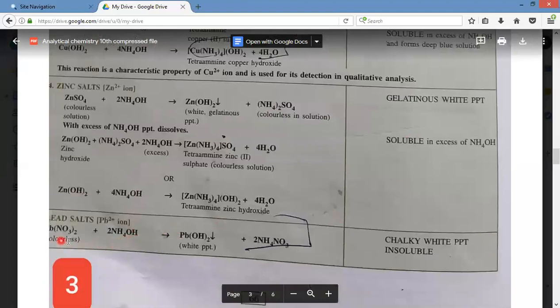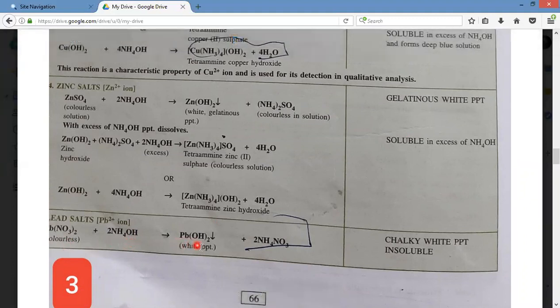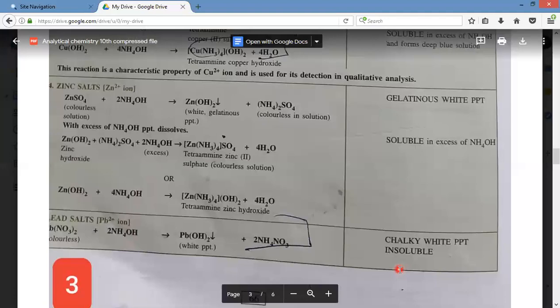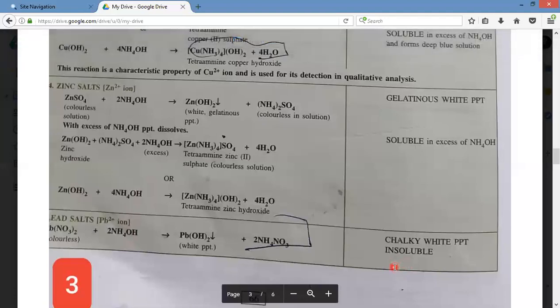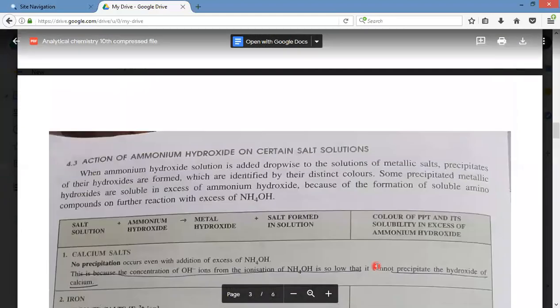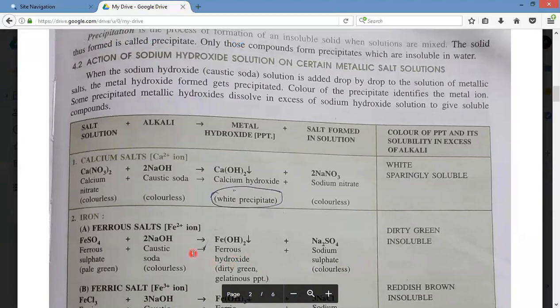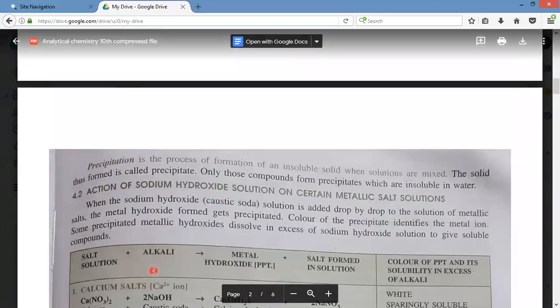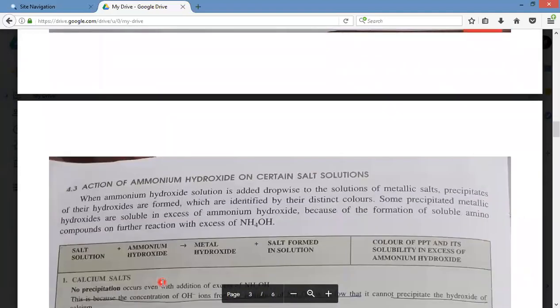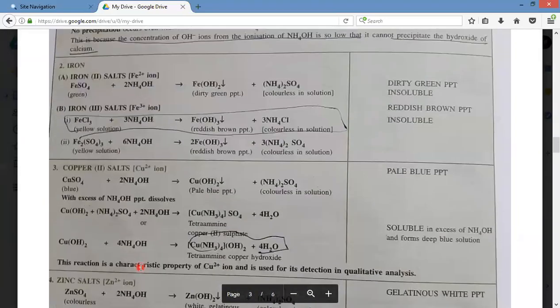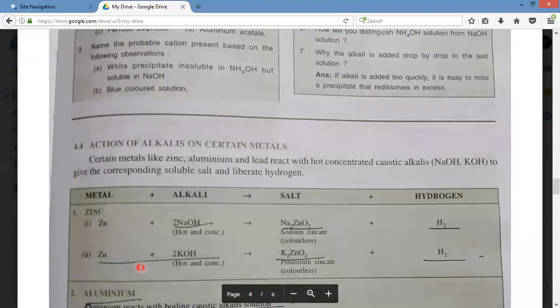Lead salt, lead nitrate, that is colorless in nature, treated with ammonium hydroxide, and a white precipitate of lead hydroxide is forming with ammonium nitrate, which is a chalky white precipitate, in excess again insoluble in nature. These both tables are based on the reagent for qualitative analysis. One is with a strong alkali, sodium hydroxide, and the second is with a weak alkali, ammonium hydroxide. After that, we are proceeding to the next topic, the action of alkali on certain metals.